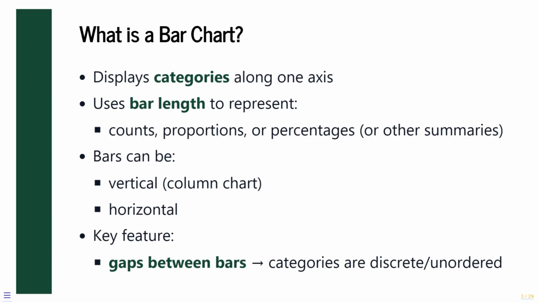These gaps signal that the categories are discrete and unordered, distinguishing bar charts from histograms, which display continuous data with adjacent bins. The axis along which the bars extend typically starts at 0, ensuring that bar lengths accurately reflect the magnitudes being compared.